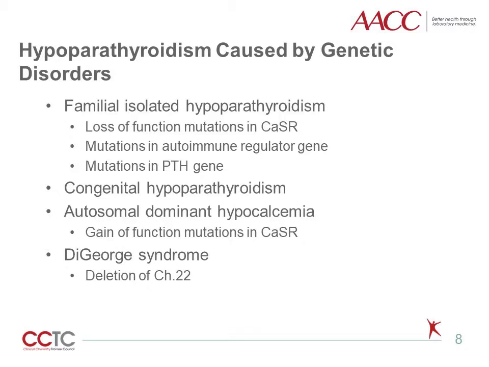DiGeorge syndrome is an autosomal dominant disorder caused by a deletion in chromosome 22, which affects the development of the skull, thymus, and parathyroid. Patients with DiGeorge syndrome often have hypoparathyroidism as well as several birth defects, including congenital heart disease, defects in the palate, learning disabilities, and mild differences in facial features.